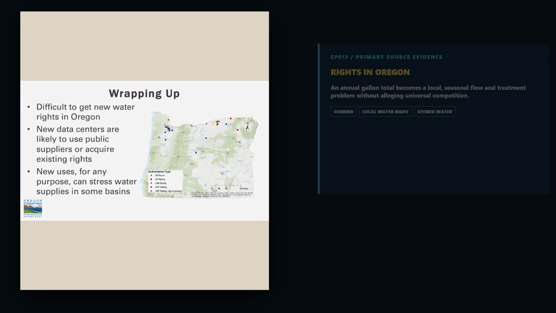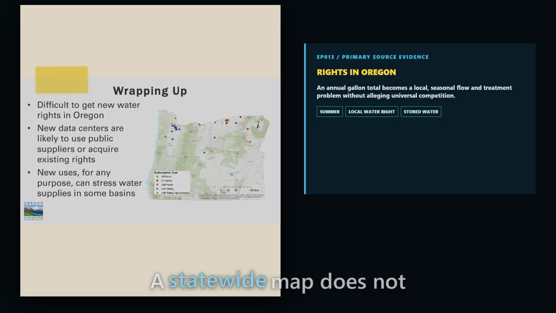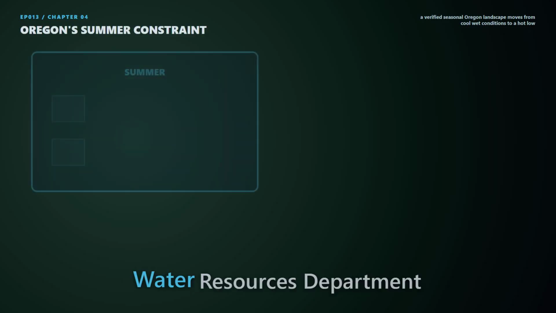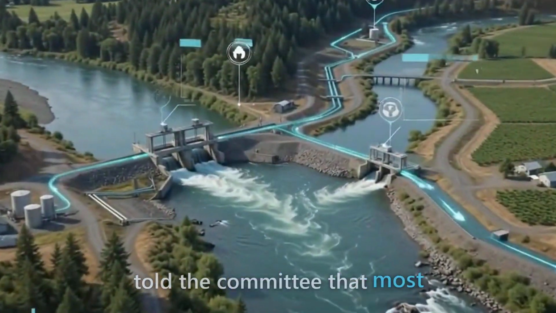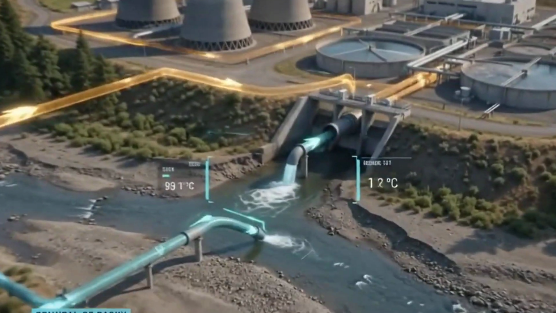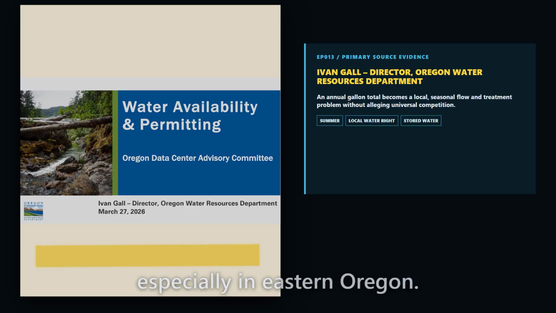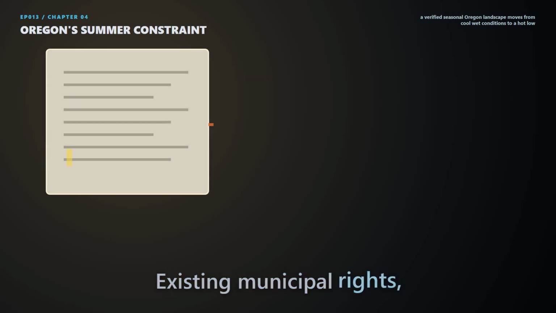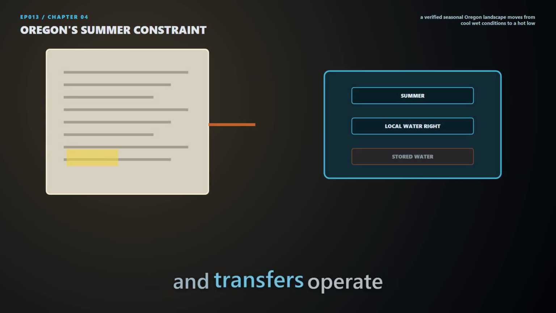Oregon has major rivers, but summer availability is local. A statewide map does not show which rights, storage systems, aquifers, or treatment plants can serve a new load. The Oregon Water Resources Department told the committee that most streams and rivers are fully allocated during summer. New summer surface water rights are generally difficult to obtain, especially in eastern Oregon. Existing municipal rights, stored water, groundwater, and transfers operate under different legal and physical conditions.